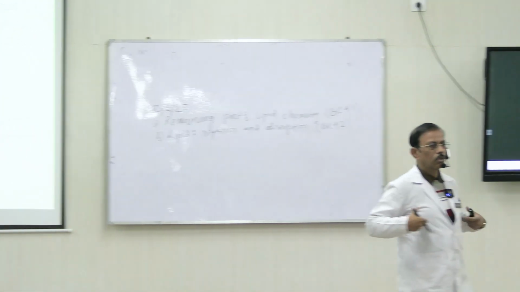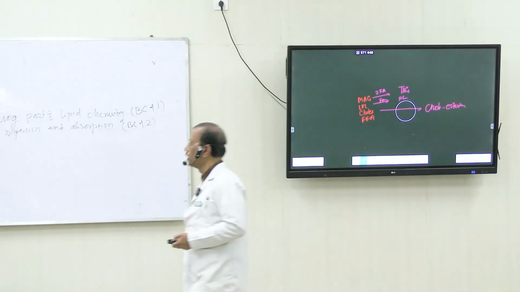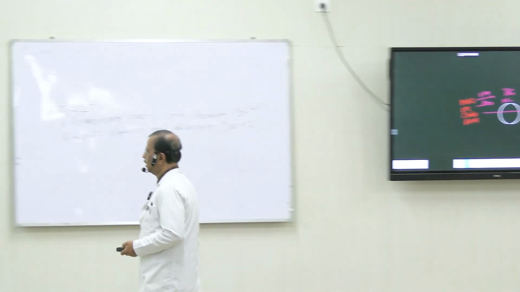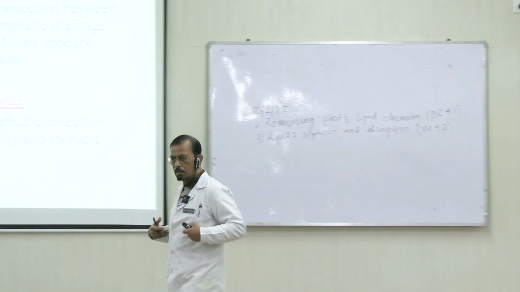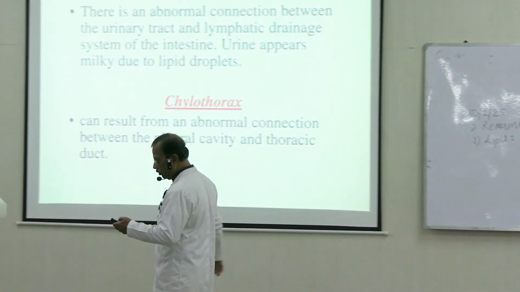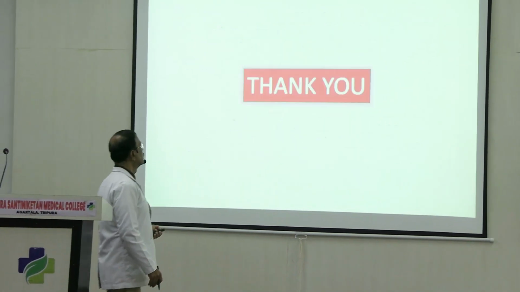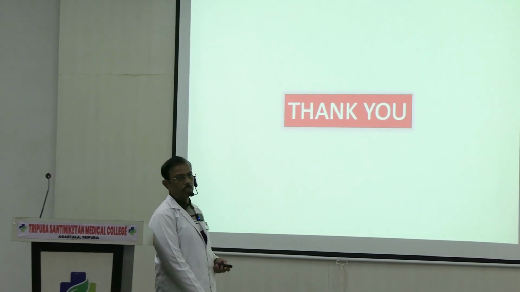And chylothorax: when the thoracic duct abnormally opens into the pleural space, there is collection of chyle in the pleural cavity. So that is chylothorax. So with this we will complete digestion of lipid.